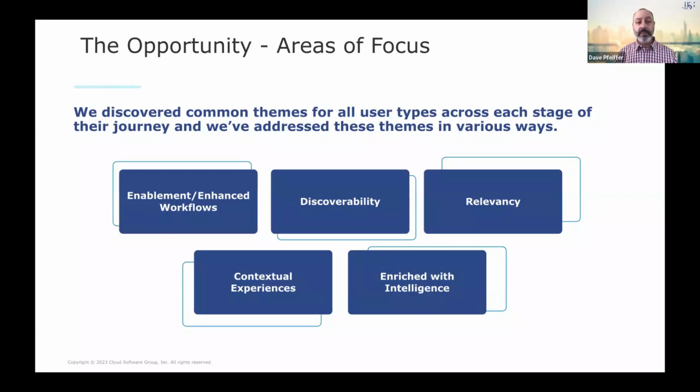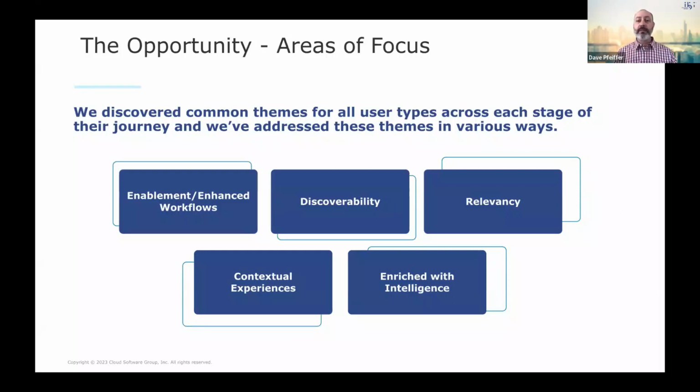Enablement: new enhanced workflows, smart areas to trigger workflows throughout the product, not just one way, but other ways, in a very smart and intuitive way. Discoverability: finding out things that people might not have been aware of. How can the system push things to people, or how can they just find things that they're looking for more easily?